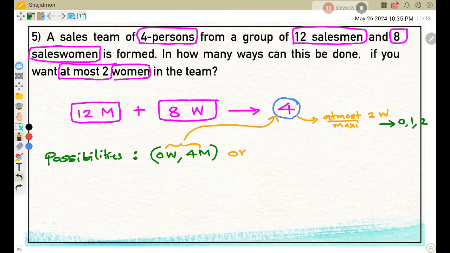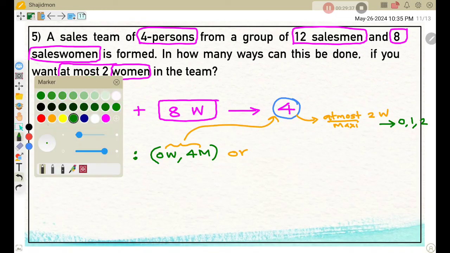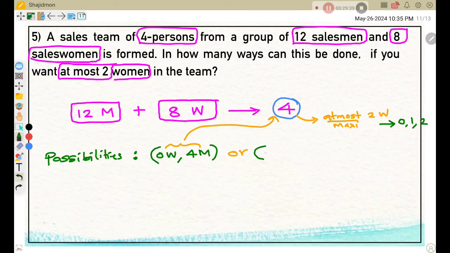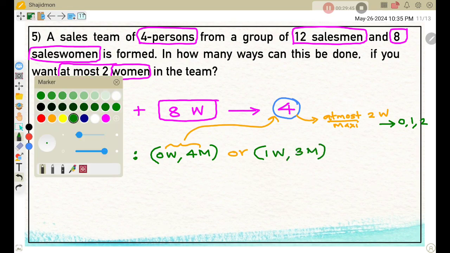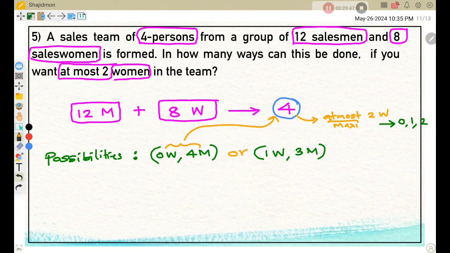Or what will be the other possibility? You can say, what is the other possibility? It has one saleswoman and 3 salesmen. Okay, so why is it like that? Because one woman plus 3 men, how much are we getting? 1 plus 3 means the same 14 we are getting.